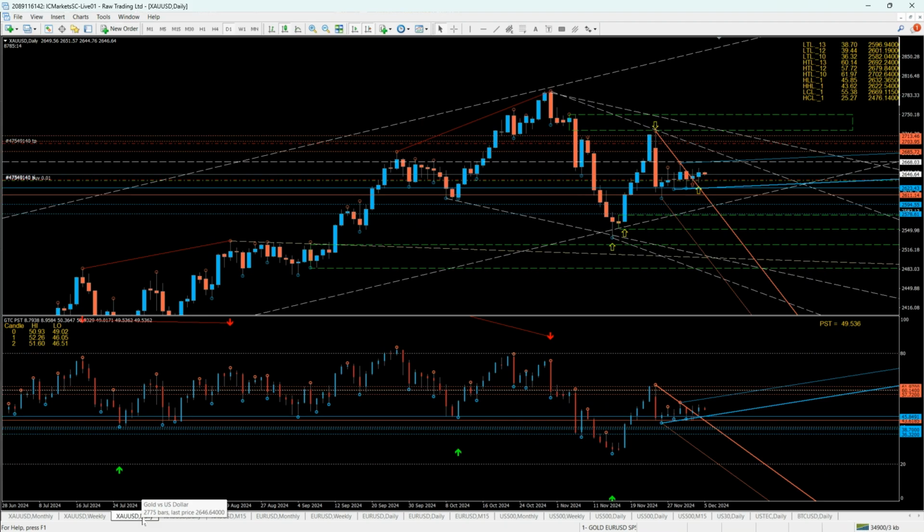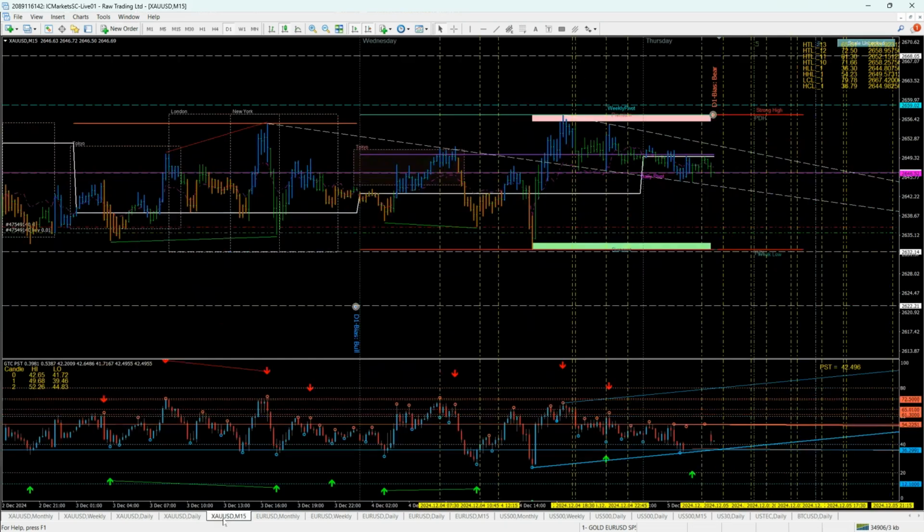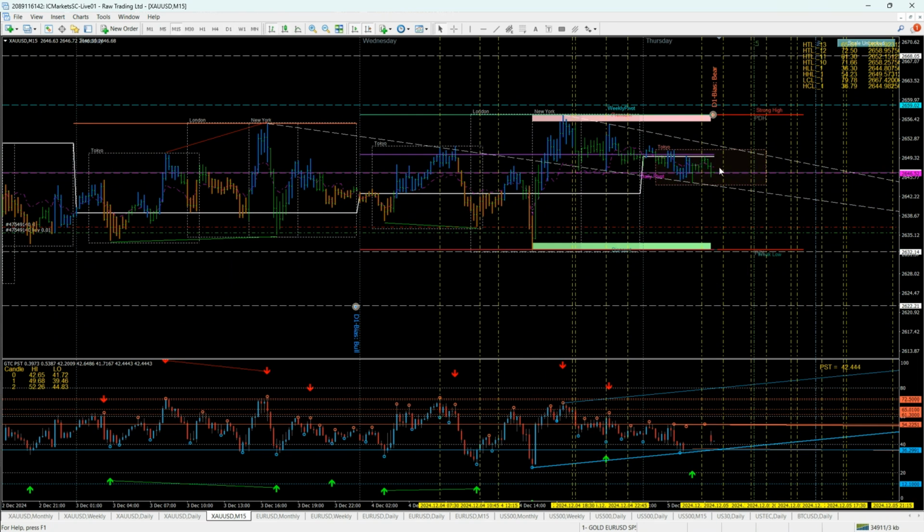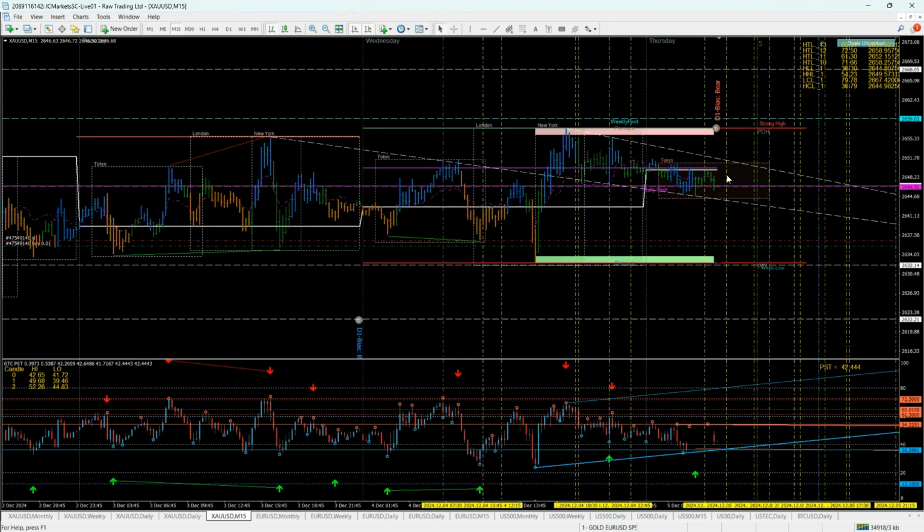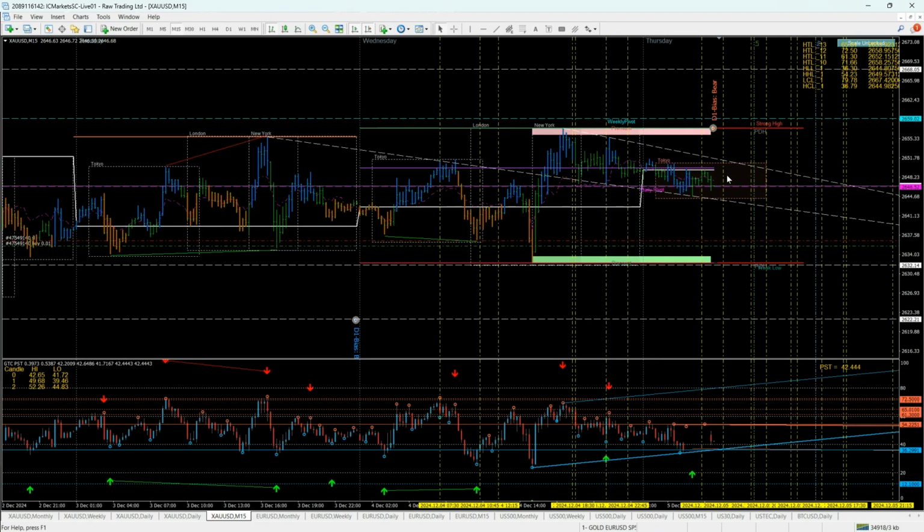Now, today with gold, like I said, the only thing I can suggest is if we break out, the pullback should be okay to go up. In any case, you have to be extra careful because we're in between levels on the daily.